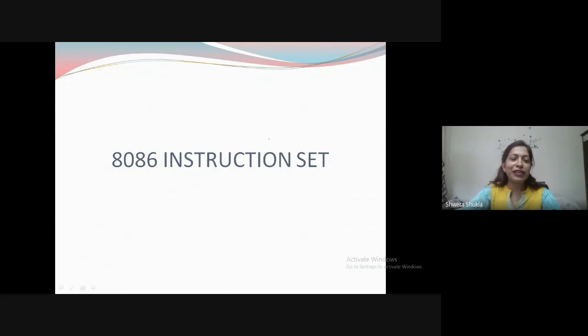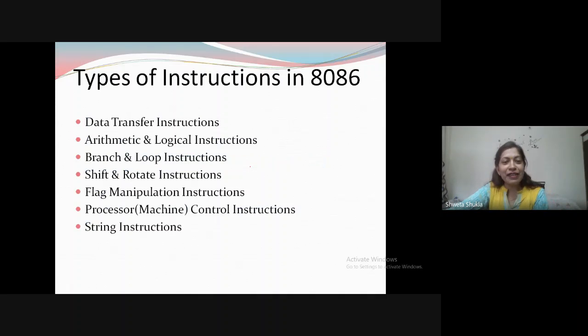Hello everyone. So in today's video lecture, we'll start with the 8086 instruction set. Let's begin with how many types of instruction sets there are in the 8086 microprocessor. The first one is data transfer instructions. Then we have arithmetic and logical instructions, branch and loop instructions, shift and rotate instructions, flag manipulation instructions, processor or machine control instructions, and string instructions.